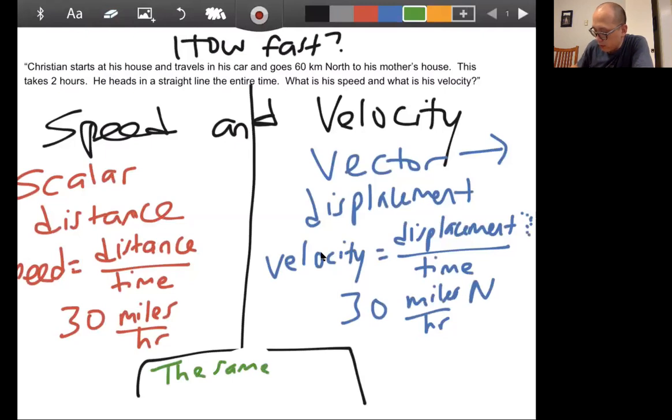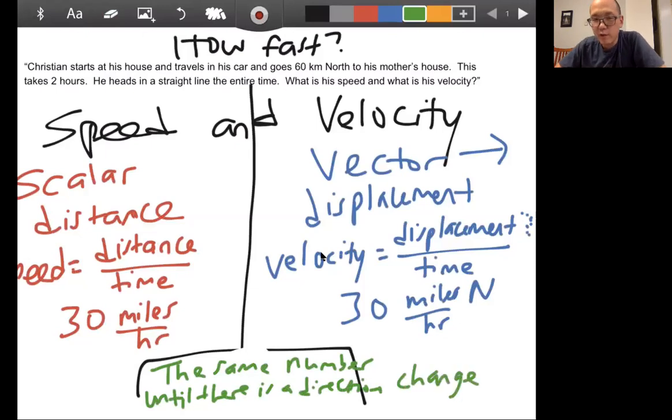They are the same for the number. Okay, maybe we say they're the same number until there's a direction change.